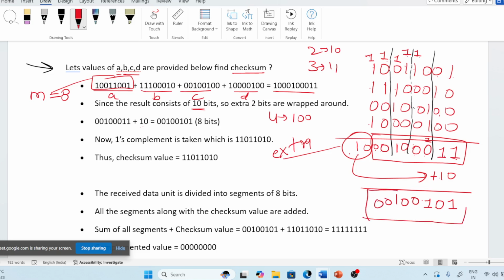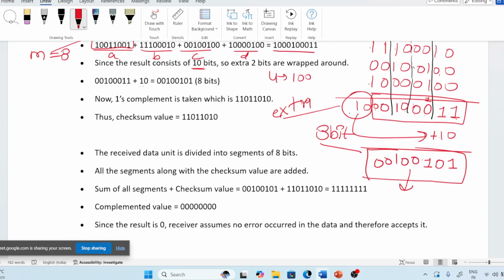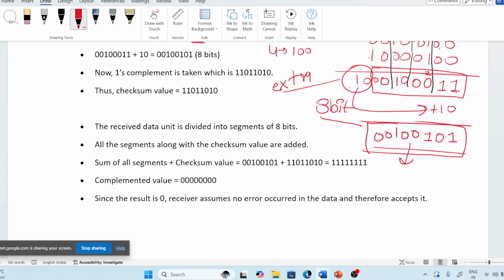This is the number that which I got. This is the 8-bit number. Now I need to take ones complement. इसका ones complement निकालेंगे. We need to find the ones complement. So what is the ones complement of this? Ones complement 1, 0, 1, 1, 0, 1, 1.